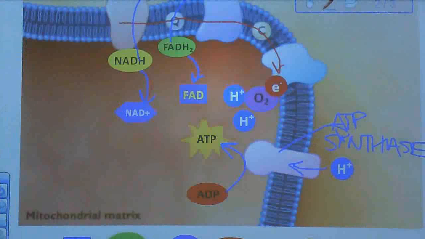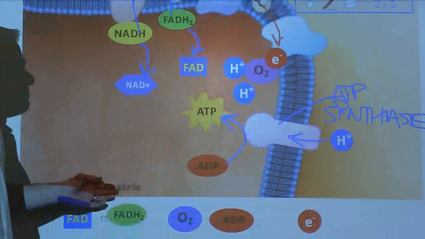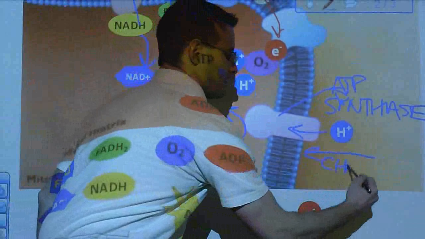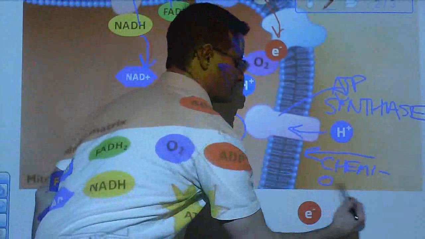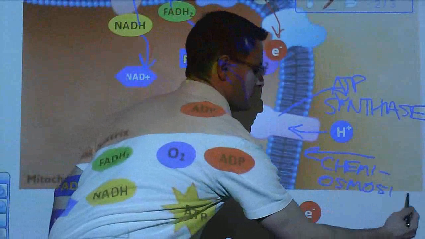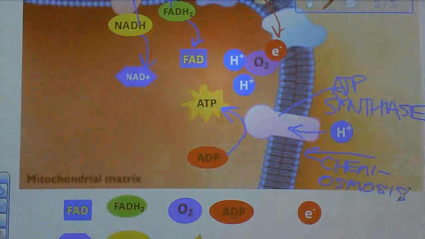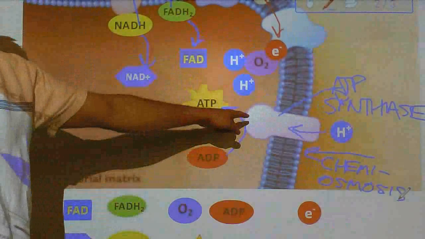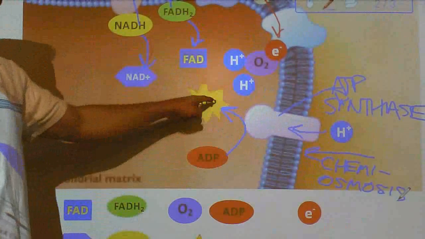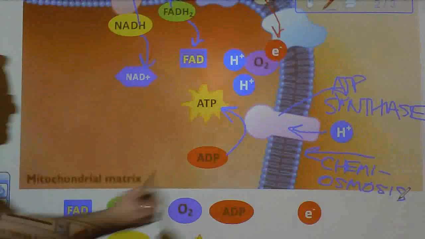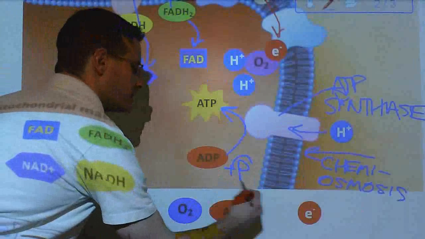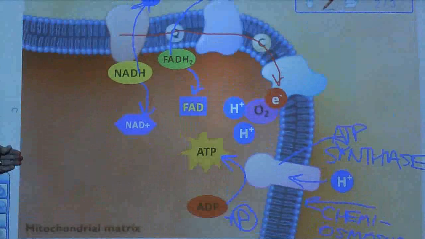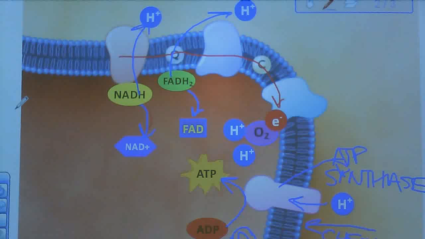And the process ATP synthase is using to create ATP, this diffusion of hydrogens, is called chemiosmosis. One word, chemiosmosis. The process of diffusion of hydrogens through ATP synthase to make ATP from ADP and, just to have it, an inorganic phosphate. So that's it. That's your snapshot of the electron transport chain.